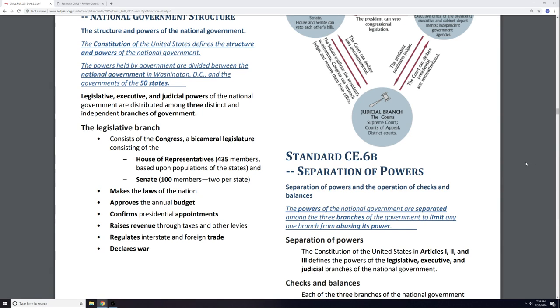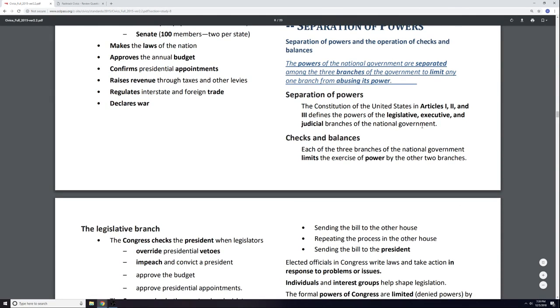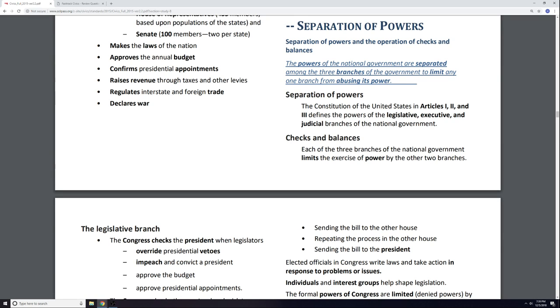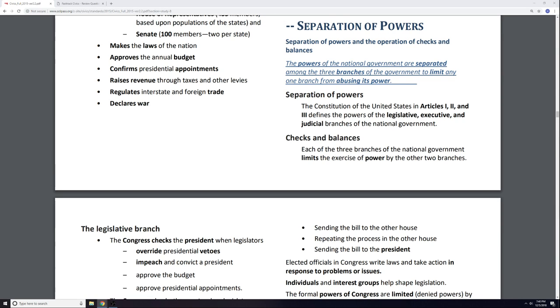All right, so let's scroll down. So separation of powers again. There's the articles. I told you, you have to know them. So it goes in order. Article 1, legislative. Article 2, executive. Article 3, judicial. One, legislative. Two, executive. Three, judicial. Okay. We have three branches that are separate because we were so scared of any one branch getting too much power. Thus, the separation.